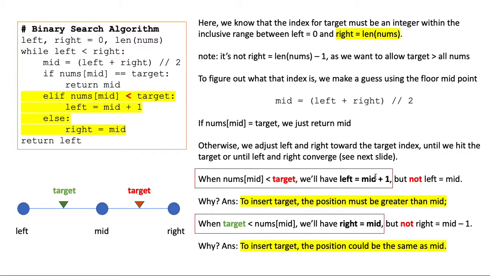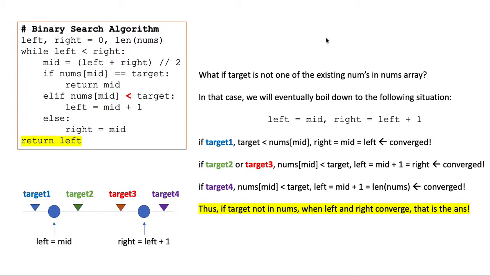On the other hand, when target is less than nums[mid], we'll have right index point to mid. The reason is because the position to insert target could still be the same as mid, and we cannot go below mid.